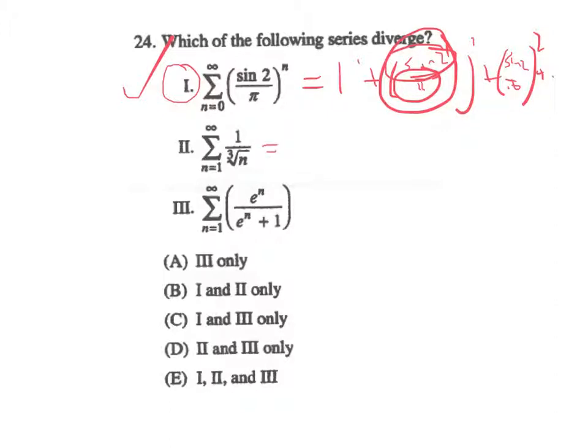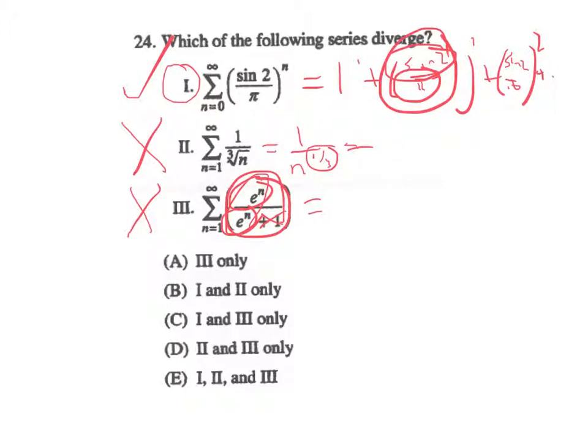This is a p-series. This is 1 over n to the 1/3, and that 1/3 there is less than 1, so by the p-series test, this does not converge. And this third one here, well, as n gets bigger and bigger, these numbers are going to get huge. This one's not going to matter much. So this whole thing is going to converge to 1. So eventually we're just adding 1 plus 1 plus 1 plus 1 plus 1. So that is not going to converge, because eventually it's similar to adding up just 1.